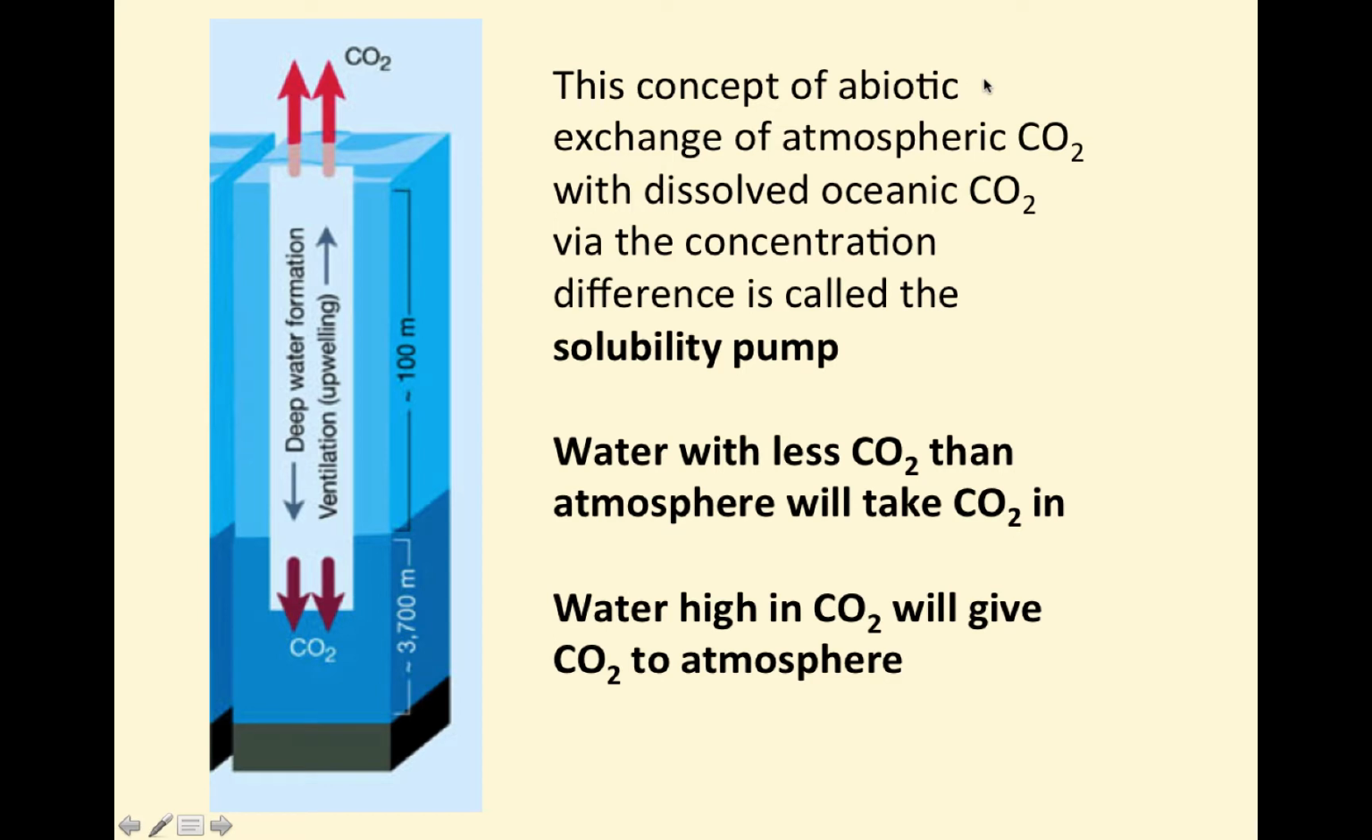So this concept of abiotic, not involving biology, exchange of atmospheric CO2 with dissolved oceanic CO2 by that concentration difference primarily is called the solubility pump. Water with less CO2 than atmosphere will take CO2 in. Water high in CO2 will give CO2 to the atmosphere. So in general, this graph is showing upwelling, which brings up a lot of CO2 that was pumped there by the biology, comes to the surface, rich in CO2, will flux to the atmosphere in general because the concentration gradient's going that way. However, during deep water formation, they're going to have more atmospheric CO2 than the cold surface water there, so there'll be a flux from the atmosphere to the ocean, which will take it down to depths.